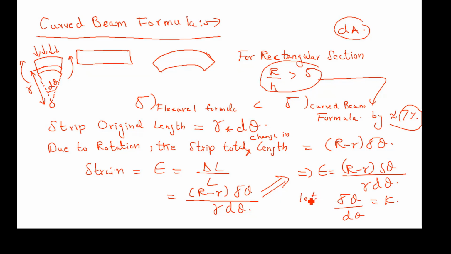K is actually constant for a particular element. This particular value of k is going to be constant for a particular element. So when we put these values, we will get epsilon equal to k into (r bar minus r) divided by r. Unlike the case of the straight beam, the normal strain is a non-linear function of r. In fact, it varies in a hyperbolic fashion.